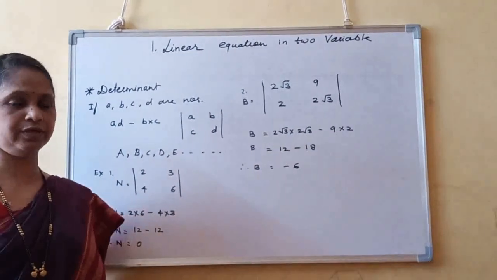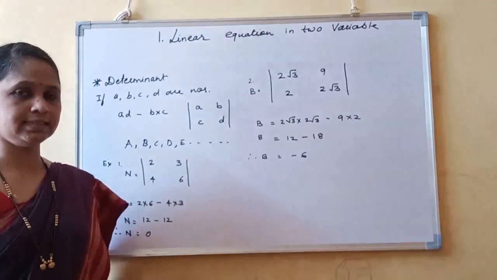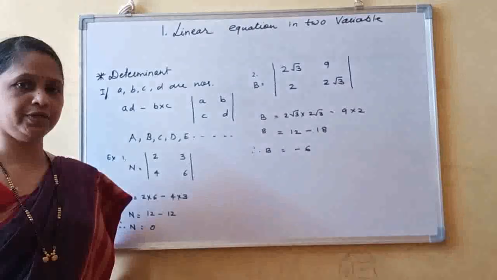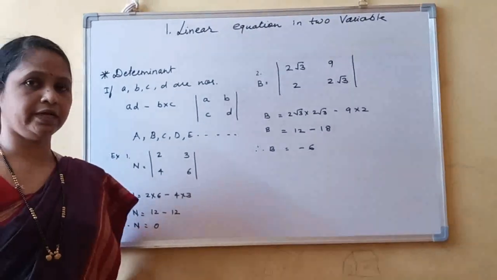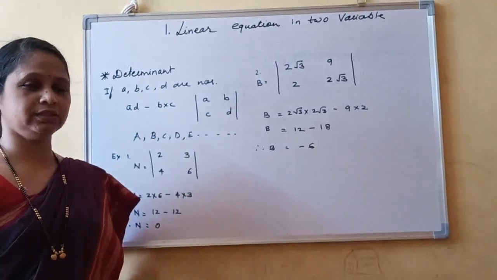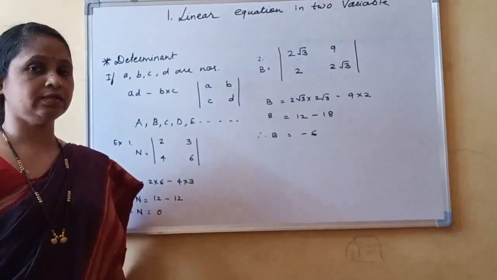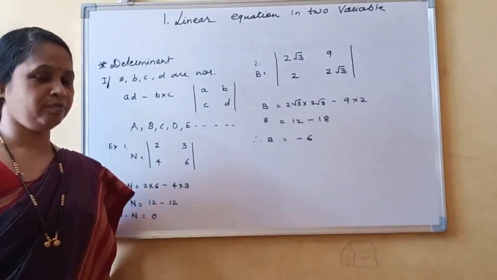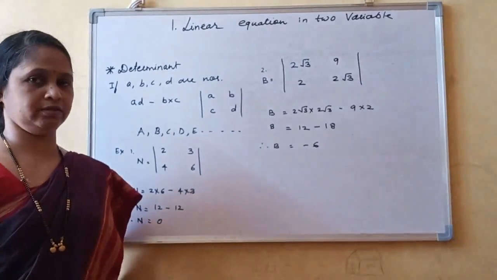So now in this way we have to solve the exercise 1.3 of determinant, in that question number 1. Now we will study after this how to simplify the simultaneous equation by the determinant method.